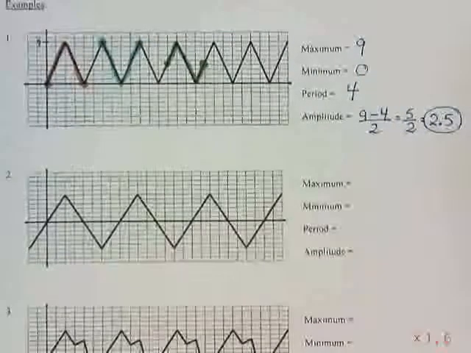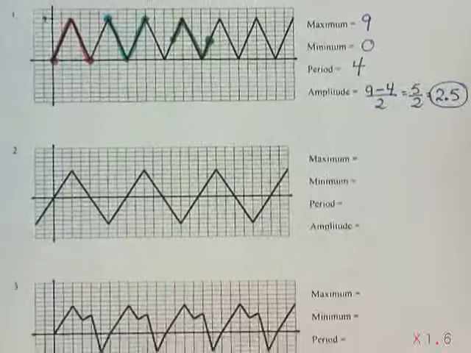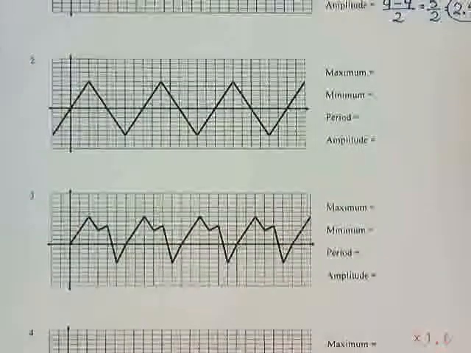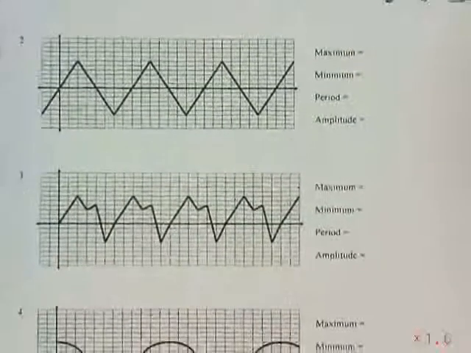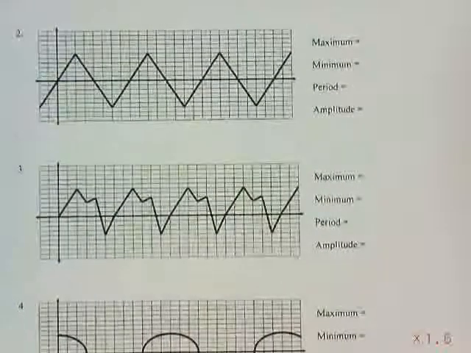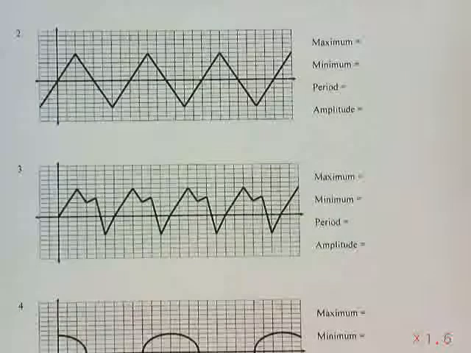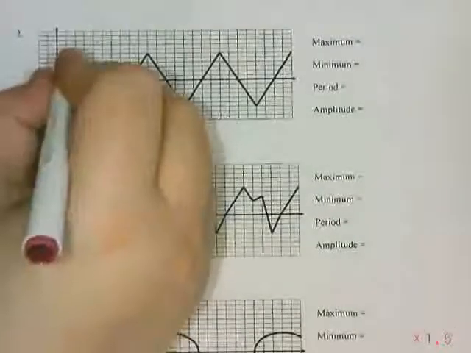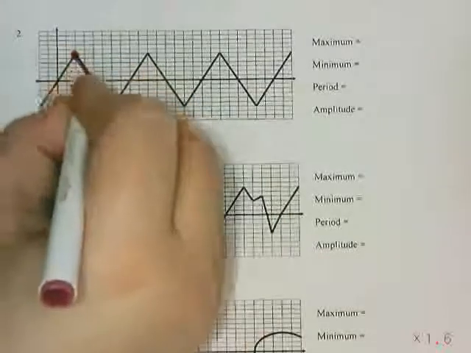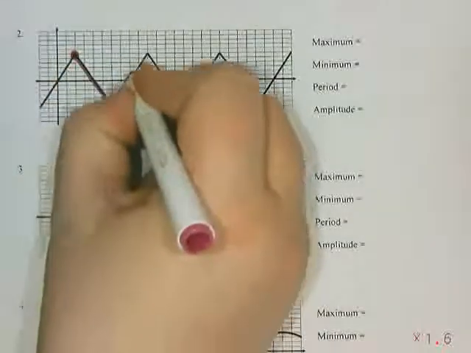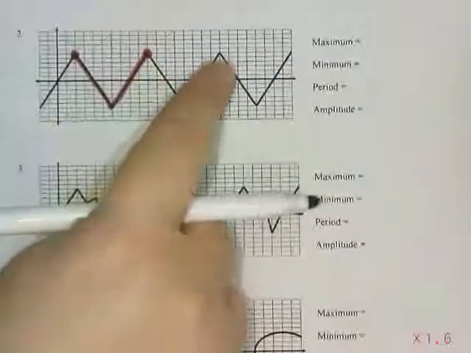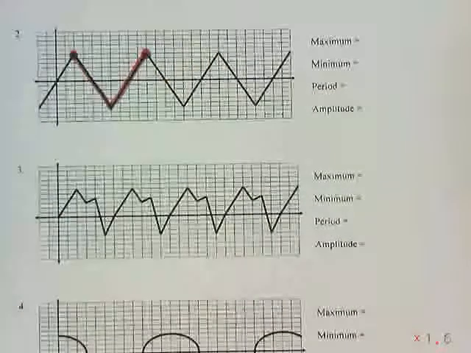Okay, so we're going to take a look at the next example. Same idea. We're going to start by highlighting what we feel one cycle is, and then state the maximum, the minimum, the period, and the amplitude. I like to start at the maximum and then go until we get back to the maximum. So I would say maybe one cycle starts here and then finishes there, because then that pattern is being repeated over and over again.